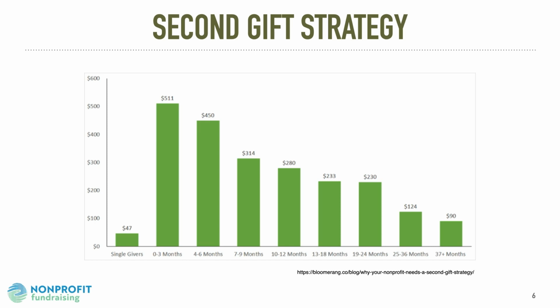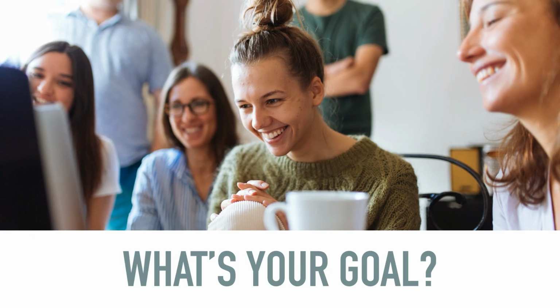And so I explained to them that there's two different types of data about donors. There's data that is actually observed, like the second gift strategy chart from Bloomerang, and there's data that is surveyed. And oftentimes donors will tell you one thing, but when you actually look at how they behave, it's something completely different. And so in this case, it's something completely different. And you want to get to that second gift as soon as possible in order to raise the most money to help the most people.